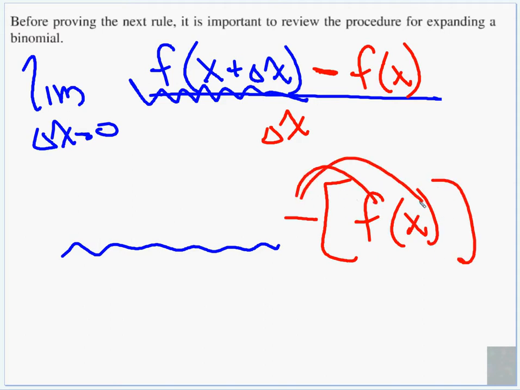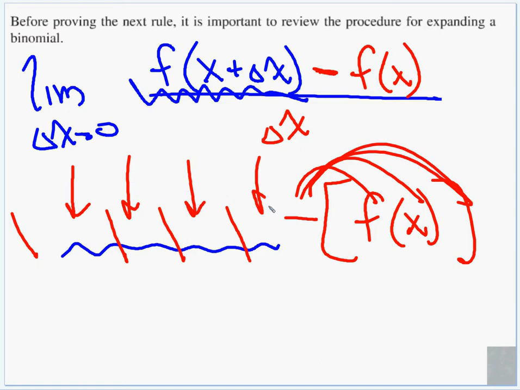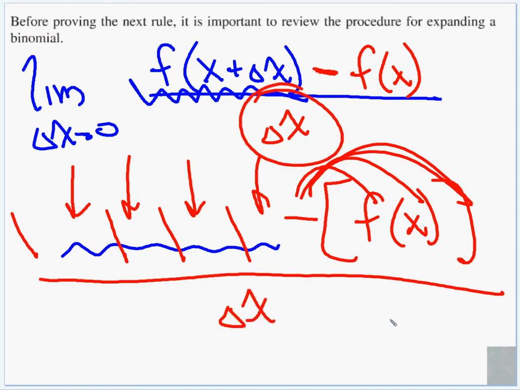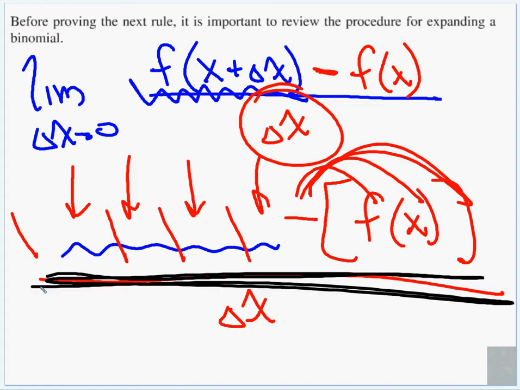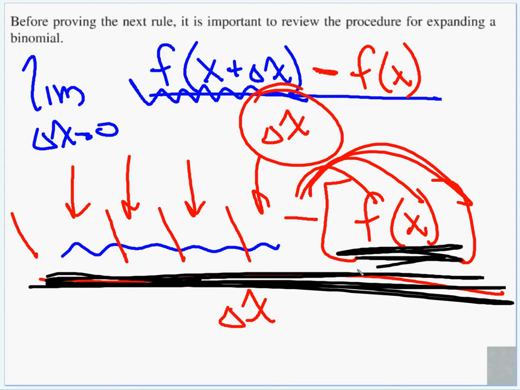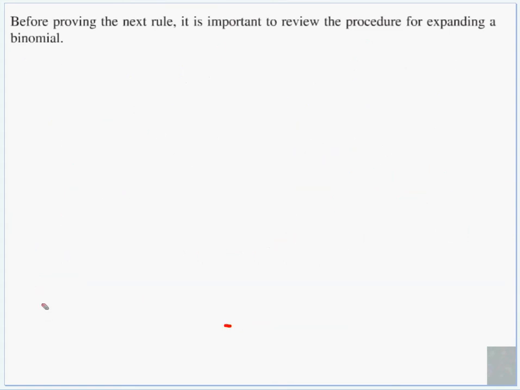Everything here in red, even if there were several terms, would always cancel with some of the stuff over here. And then all the remaining terms had a delta x that we canceled with the denominator delta x. And then we could let our limit go to 0. So we're just going to focus here just on this numerator part. f of x plus delta x minus f of x. So again, this part, every term canceled with something over here, and then a delta x would divide out.